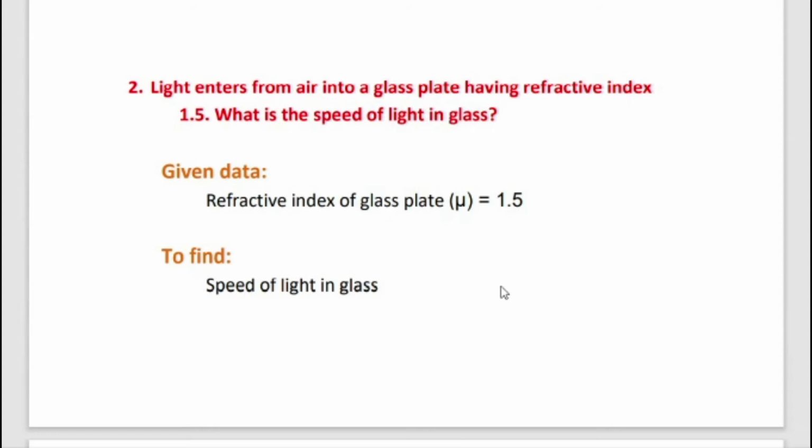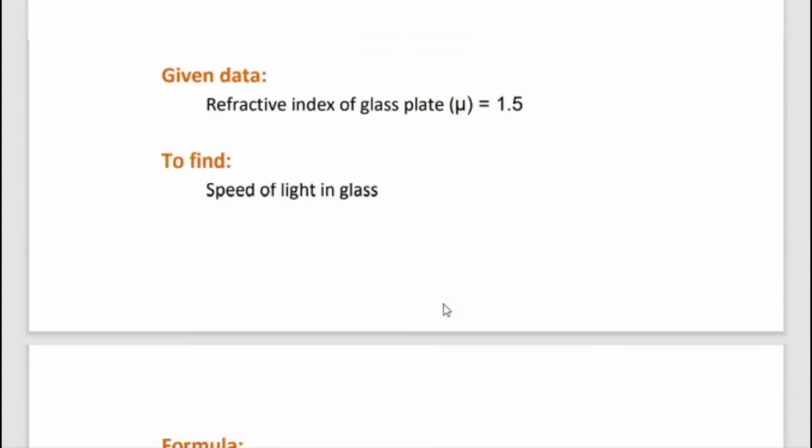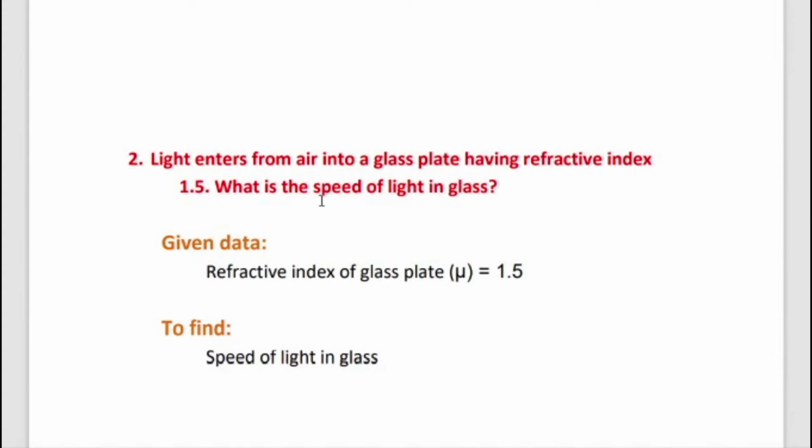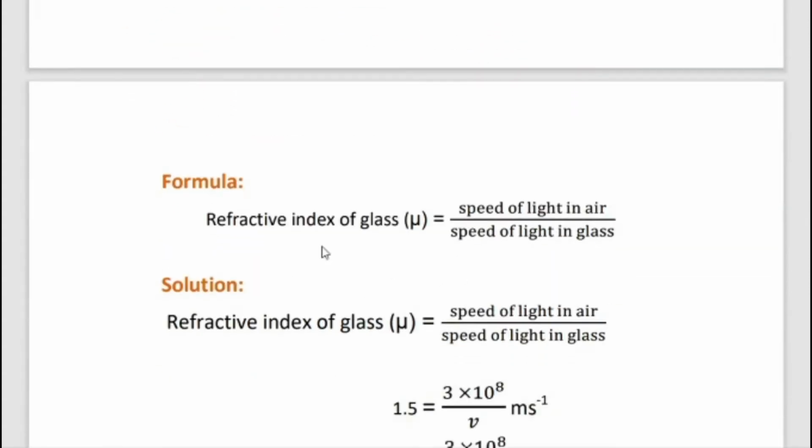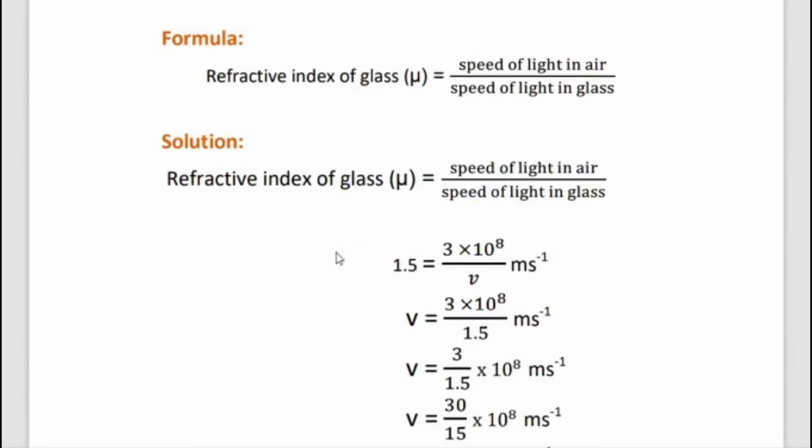The refractive index of the glass plate is given, mu is equal to 1.5. It has no unit, number only. Then we want to find out the speed of light in glass. So what is the formula? Here we want to calculate the speed of light. So we choose the formula: refractive index of glass mu is equal to speed of light in air divided by speed of light in glass.